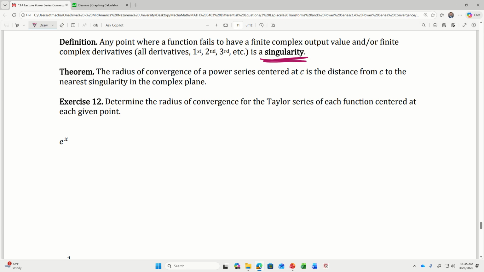And so there's going to be a point where, before that nearest singularity, things are converging, because why can't they converge? They should be able to converge. And every point inside that radius, inside that distance, is going to converge as well, because we kind of proved that earlier today. And then once we hit that singularity, every point farther away is going to diverge, because again, of what we proved earlier in the lecture.